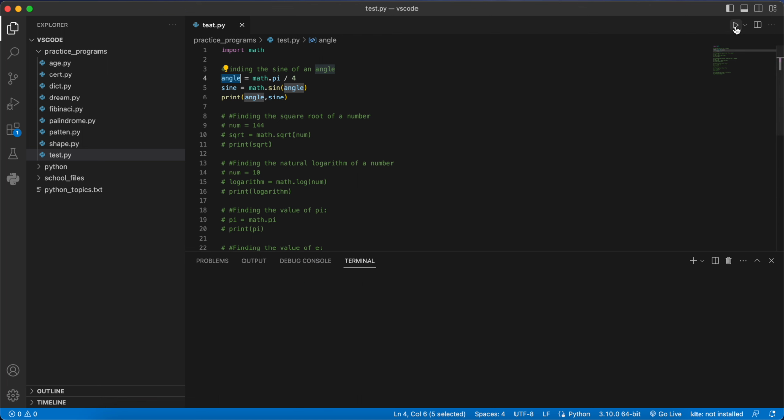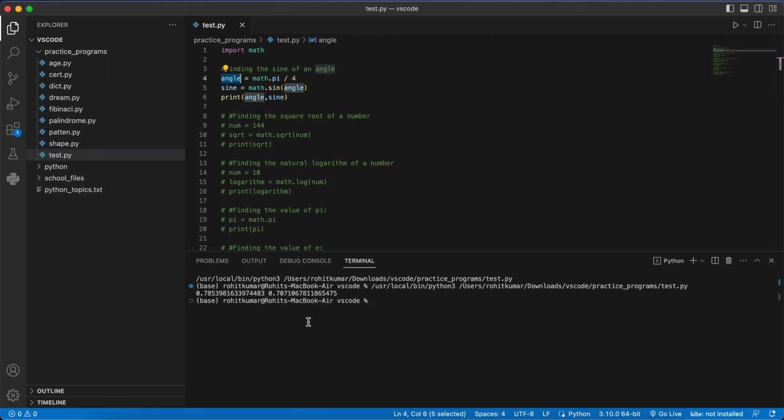As you can see, we are getting 0.785 because we are dividing 3.14 by 4, and we will get this value. And the sine of that value is this. In this example, we are using a different function from the math module to perform trigonometric calculation.